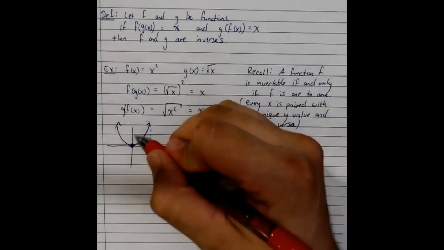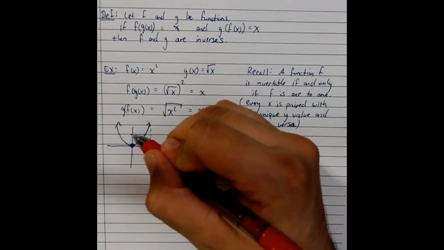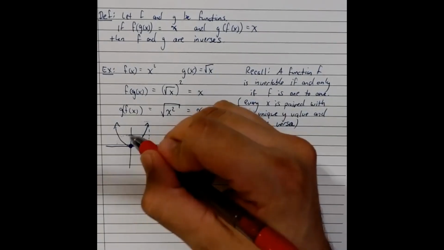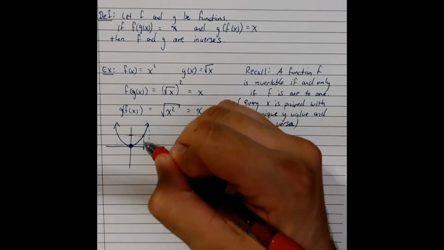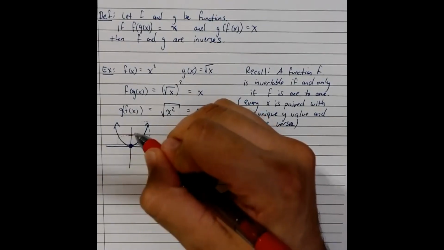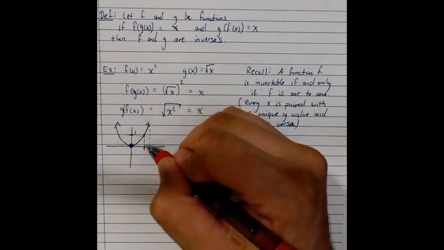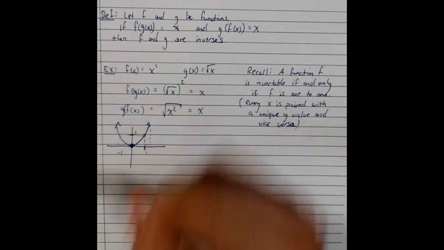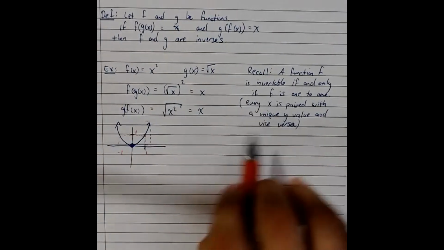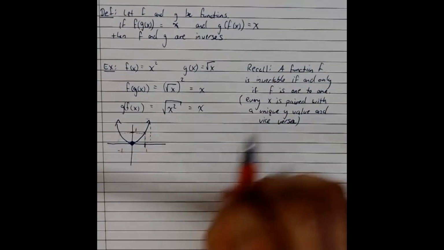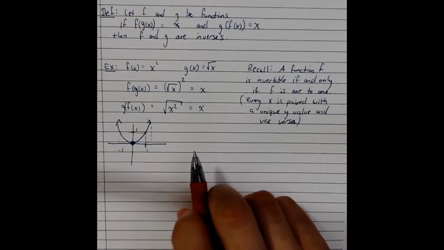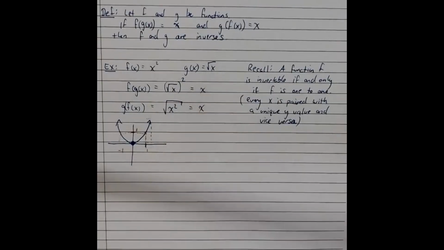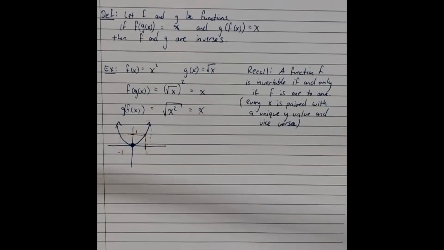Look, if I choose this y value, I have two different x values. I have positive 1 and negative 1. If I choose y equal to 1, positive 1 and negative 1 are both x values for that one y value. So here, this is not a 1-to-1 function. But if it's not 1-to-1, that means it should not be invertible. And yet, here we have it. The square root and the square are inverses of each other.